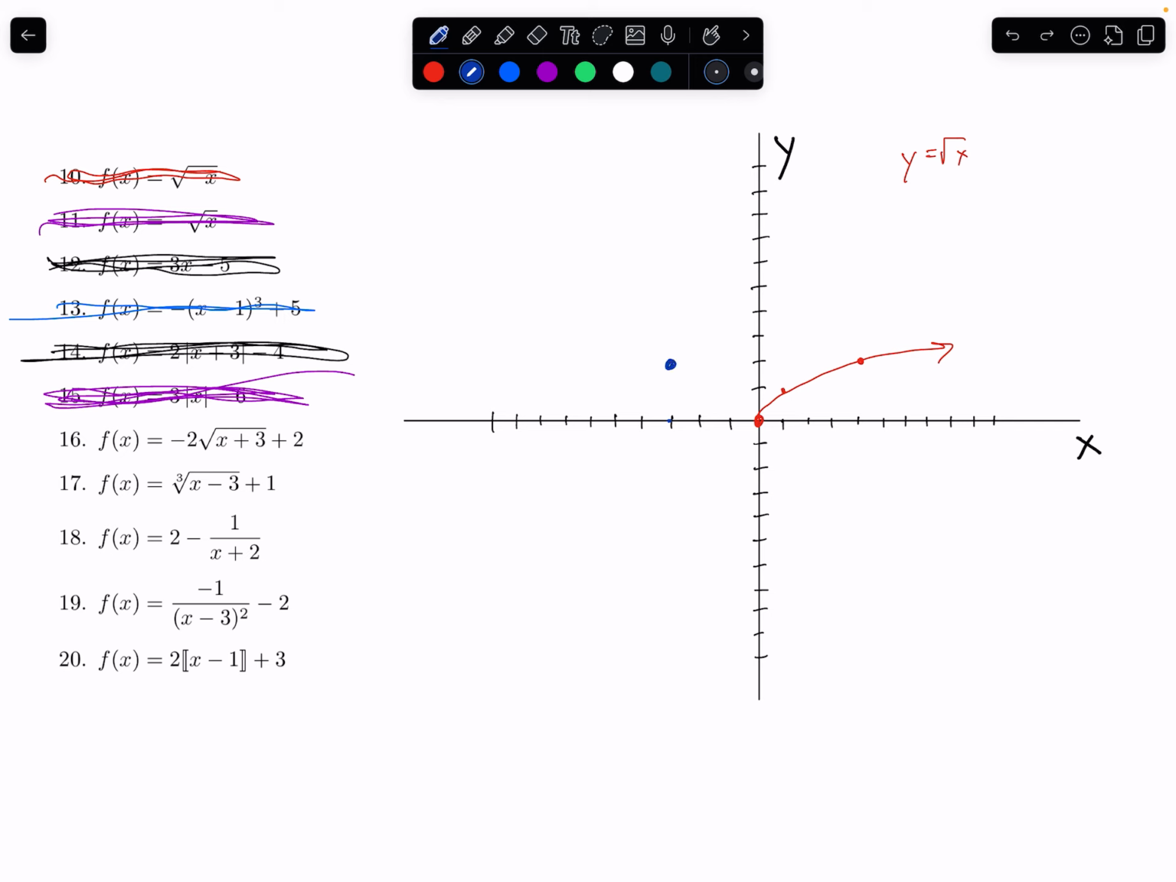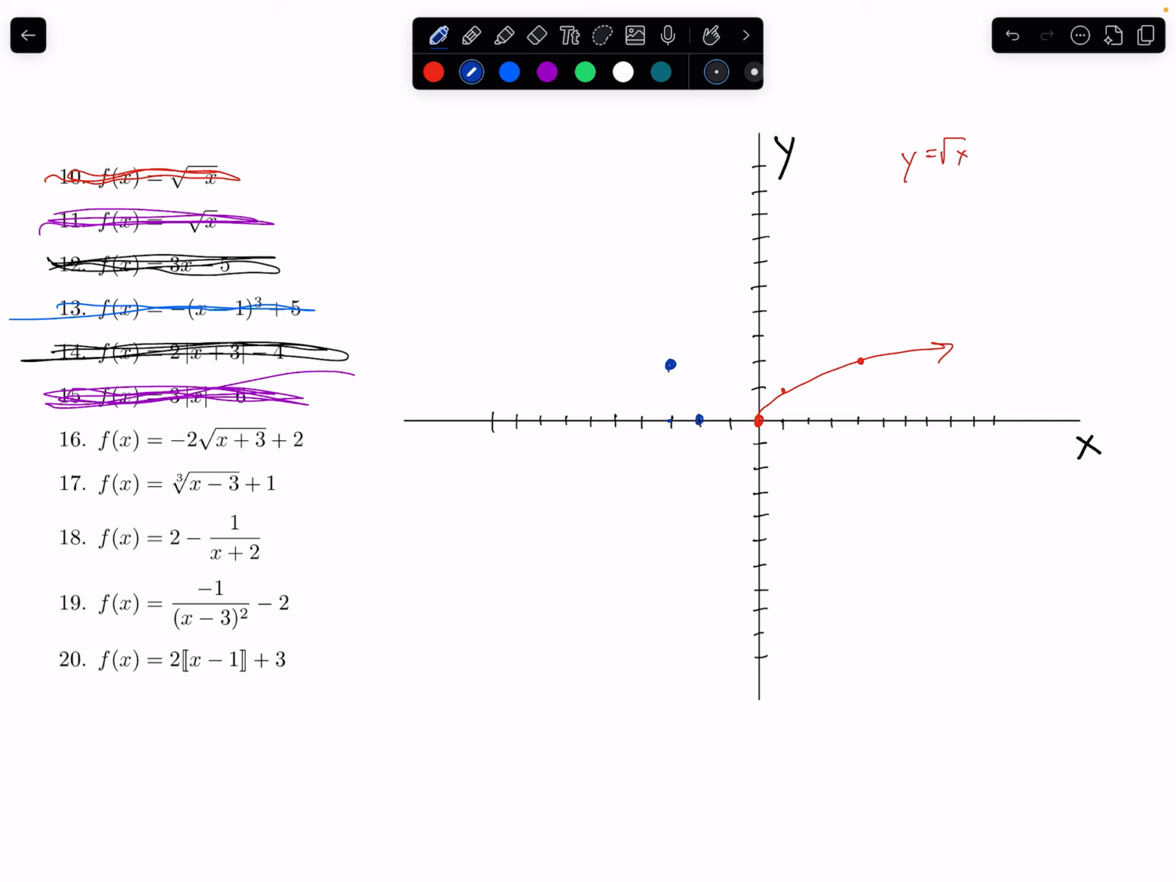And then I have a negative 2 out front. Negative 2 means instead of opening upwards, it should be opening downwards instead. So it should be opening this way. And that 2 means instead of going 1 to the right and up 1, I'm going to go 1 to the right and down 2. So this way.